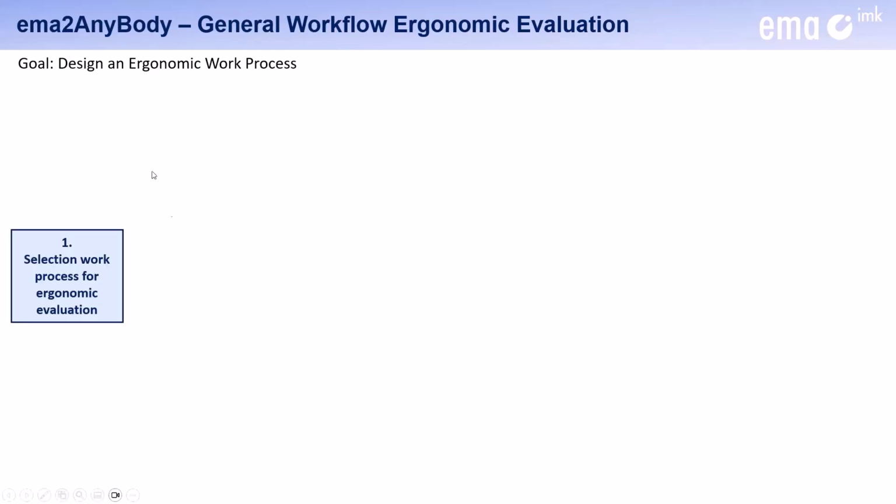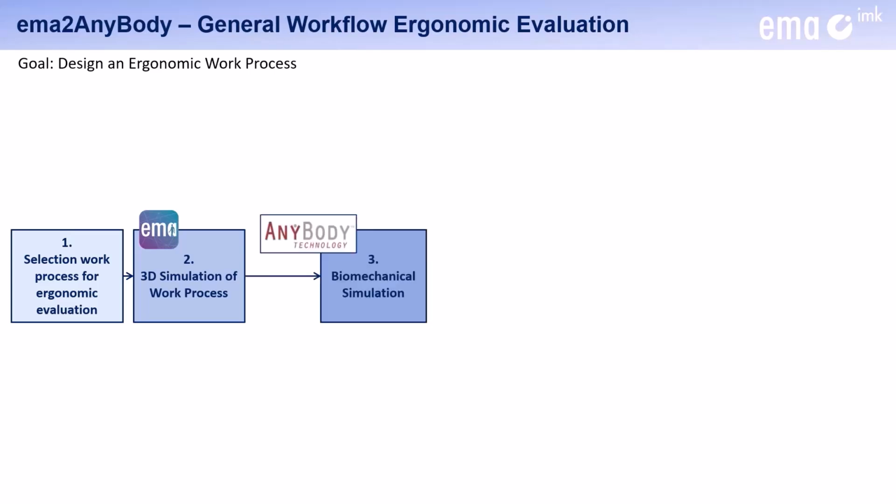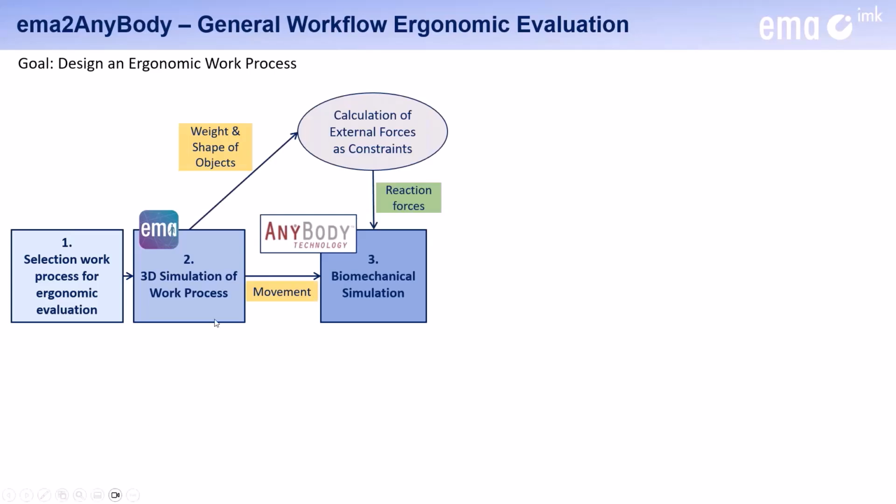This means, first of all, I need to select a work process for the ergonomic evaluation, a work task. Then I start in EMA Work Designer with a 3D simulation of the work process. And then I go into the biomechanical simulation of AnyBody. I think a very unique thing here is that we now use the movements we generate in EMA Work Designer as an input in the biomechanical simulation with AnyBody. It means you don't need AnyBody to program or script some movements or import motion capture data.